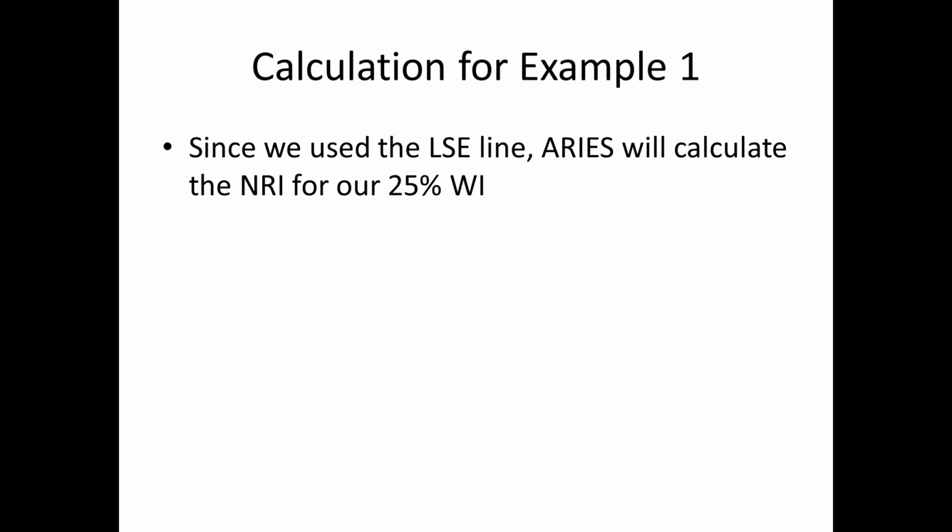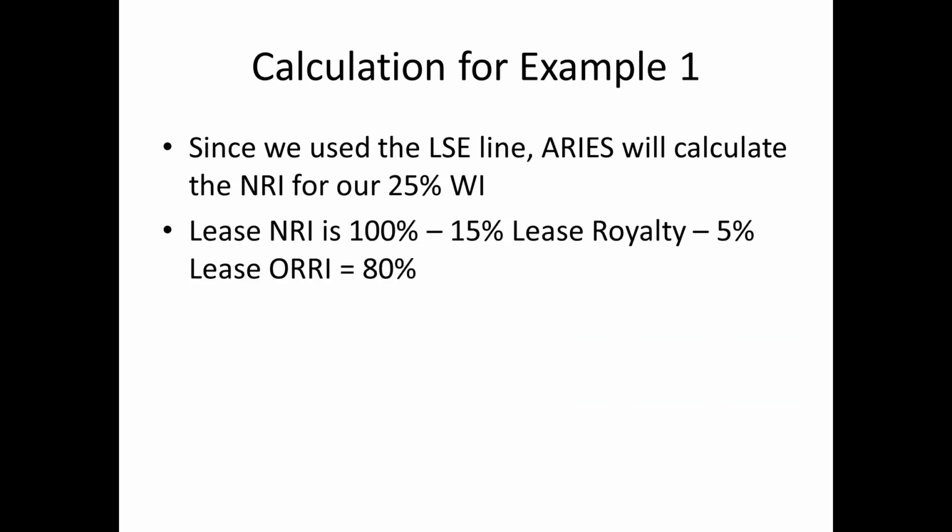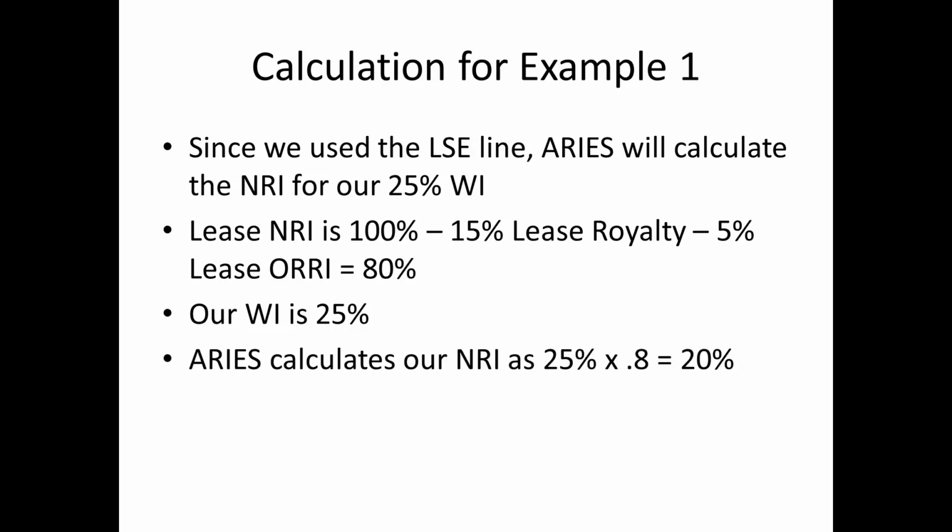Now, let's go through the calculations. The working interest for the entire lease is 100%. Subtract the royalty of 15% and the overriding royalty of 5% from 100. The lease NRI is 80%. Our working interest is 25%. So we multiply 25% by 80% and get an NRI of 20%.